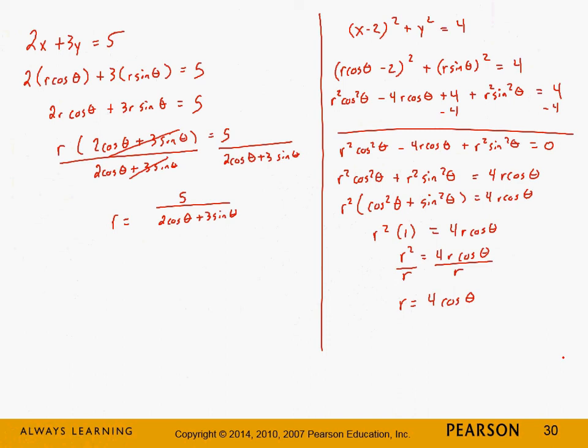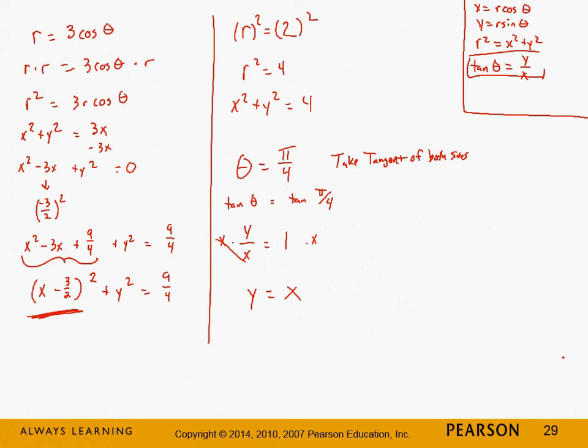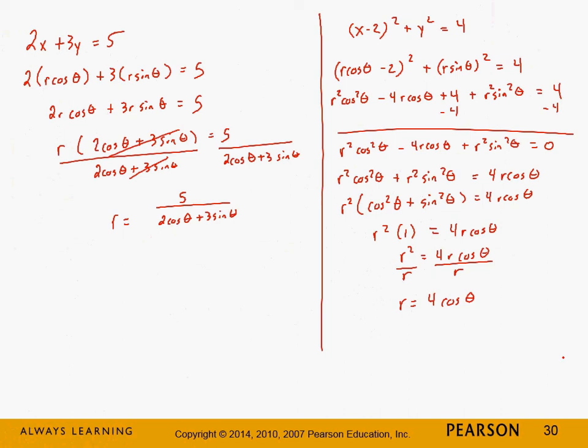So this is like the backwards of this r equals 3 cosine theta. But for that one, I don't think y'all have to do any like that, and I definitely won't put one like that on the test, but that's how you would do it. Okay?